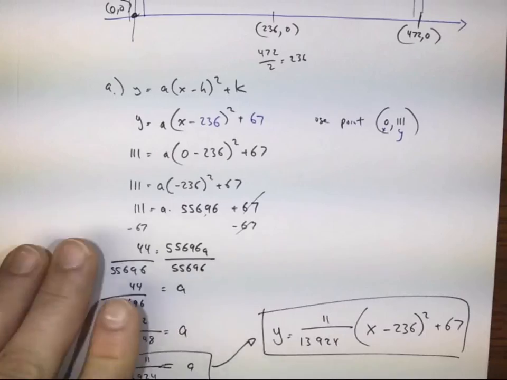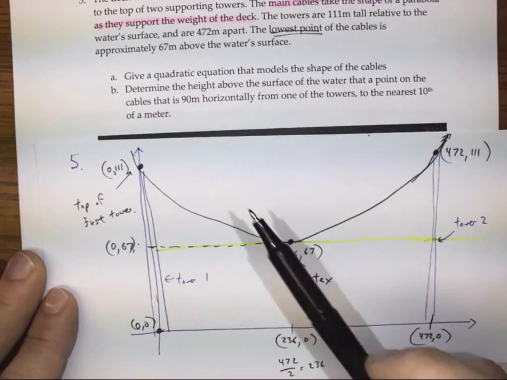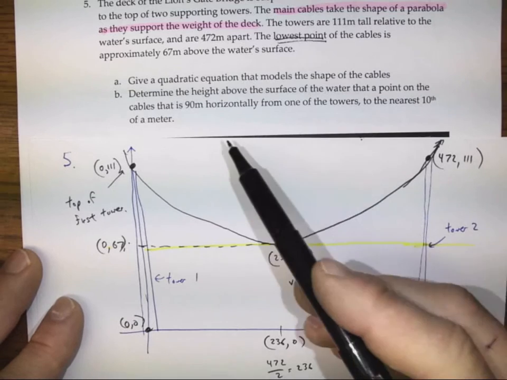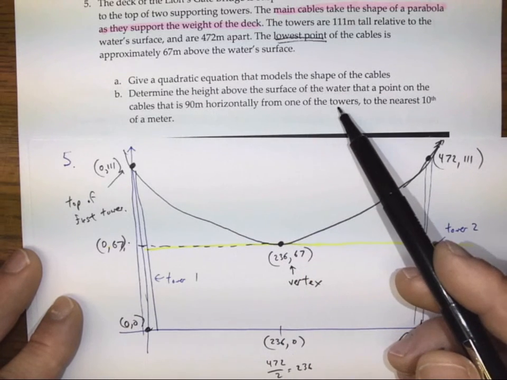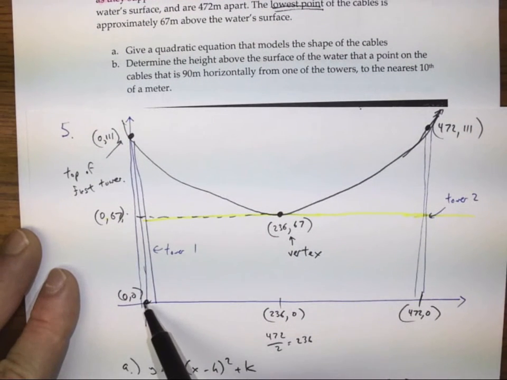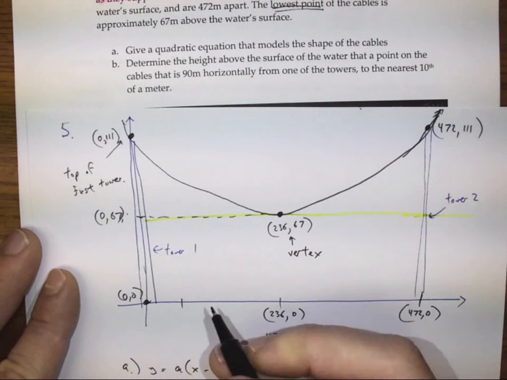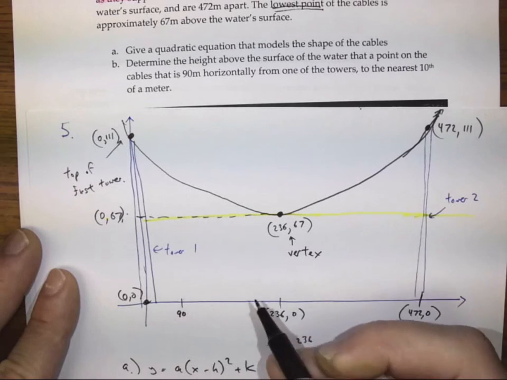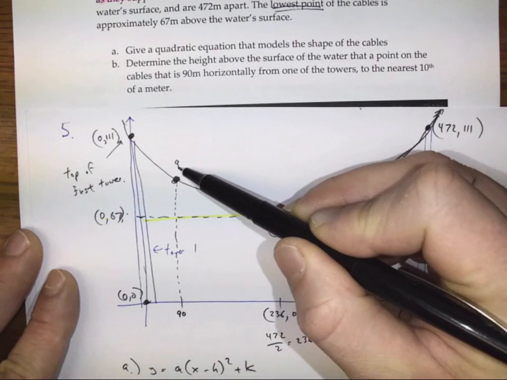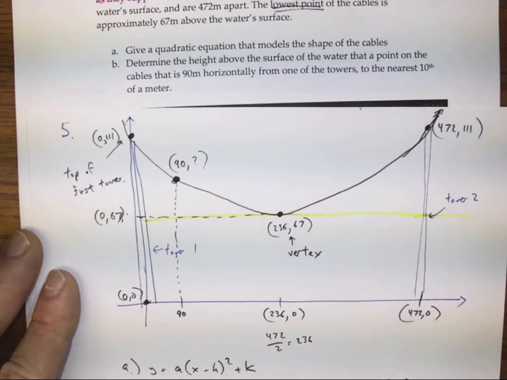All right, so let's try and use it now. The next question, the last question, asks us to use it. It says, determine the height above the surface of the water of a point on the cables that is 90 meters horizontally from one of the towers, and round that to the nearest tenth of a meter. So 90 meters away means I can start with this tower, say, and move 90 meters in the x direction. And we're looking for the y value that matches that.